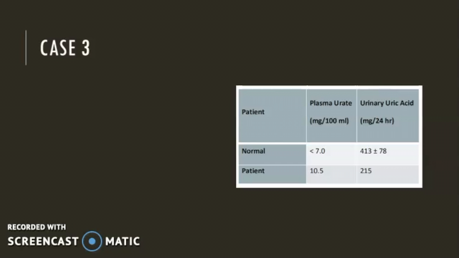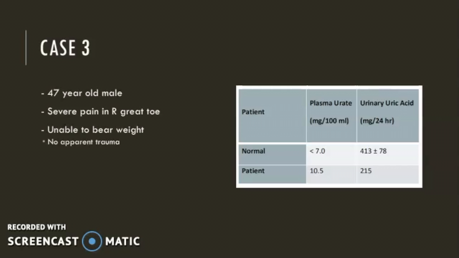So for case number 3, a 47-year-old male has severe pain in his right great toe. He is unable to bear weight on the toe, and upon coming to the clinic, there's no apparent trauma. He reports that this pain started the previous night and continued to increase. Based on the findings of the physical exam as well as the lab findings, he was diagnosed with gout.